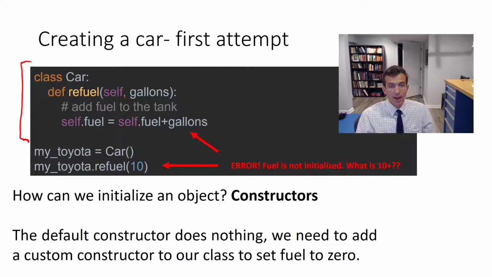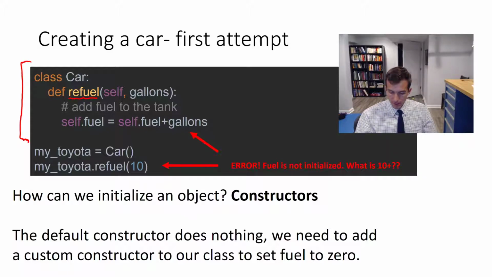We created a class here. And we created a method. Well, these are often called methods when you're talking about classes, but they're just functions, right? Here is the refuel function. And we know from the previous slide that the input to refuel is the number of gallons you want to put in the tank.